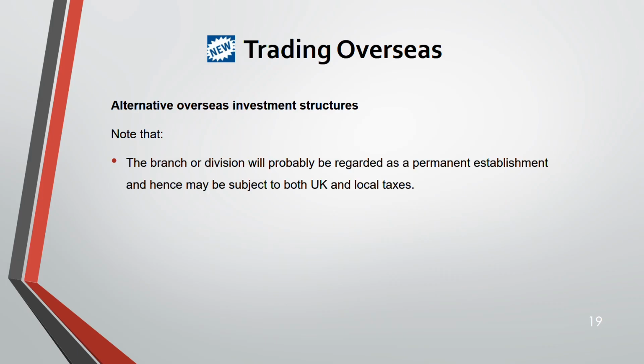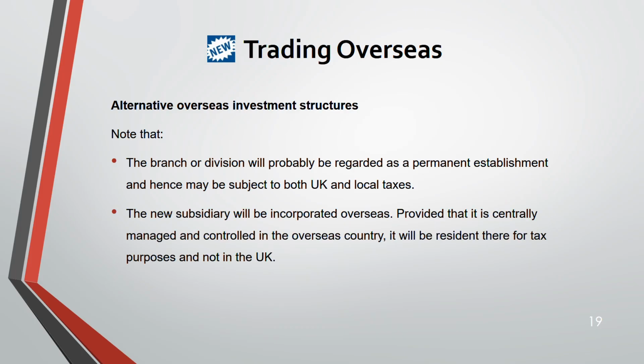Note, if it's a branch or a division, it comes under permanent establishment and you are subject to both UK tax and overseas tax. If it's a new subsidiary incorporated overseas, and it is managed and controlled also overseas, you are not liable to UK tax, you are only liable to overseas tax. Because you will be resident overseas for tax purposes, not in the UK. So these are the 2 differences for tax purposes.